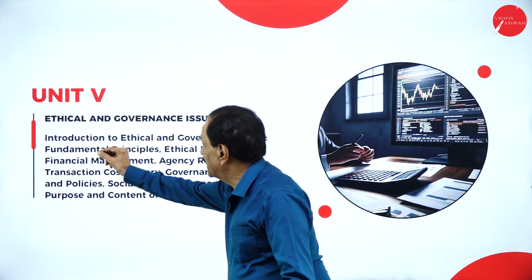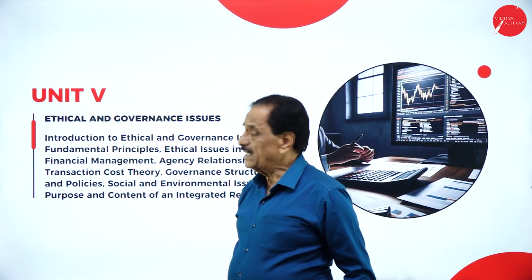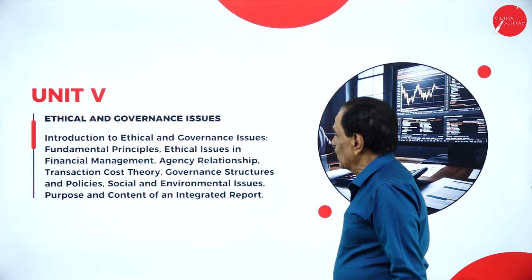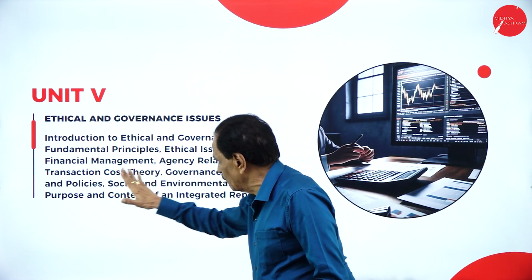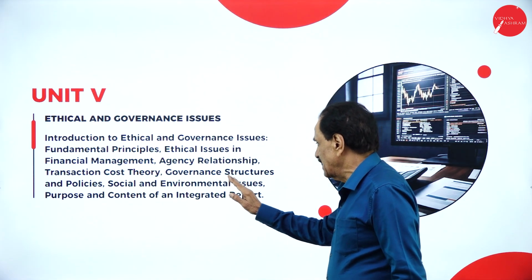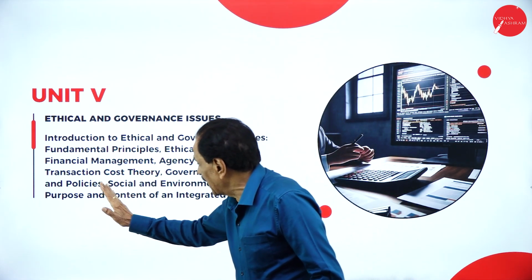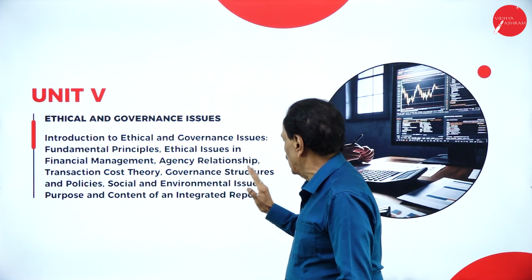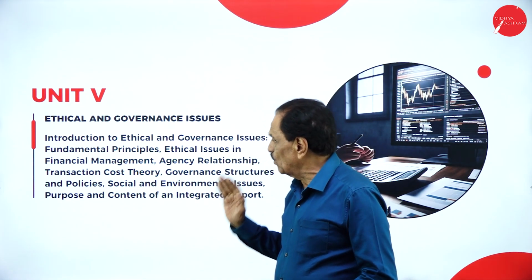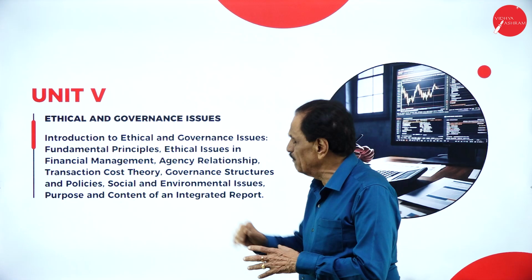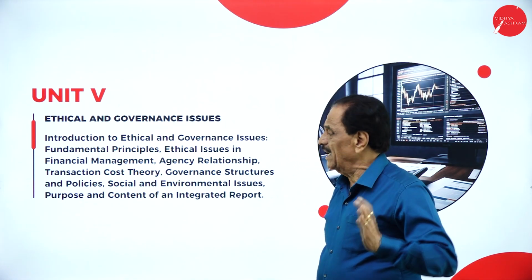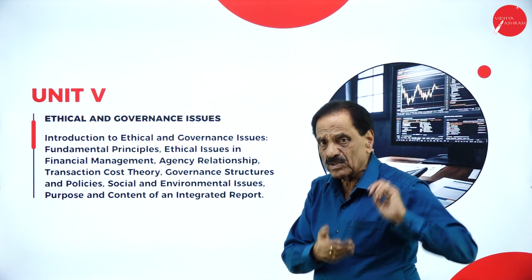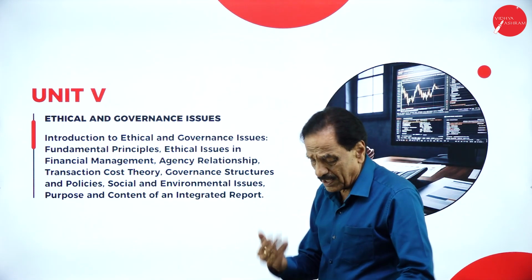Last unit, ethical and governance issues: introduction to ethical and governance issues, fundamental principle, ethical issue in financial management, agency relationship, transaction cost theory, governance. So all these we are going to explain while you are solving the problem. This is only the theoretical part. We are going to explain in detail while going through all these issues.